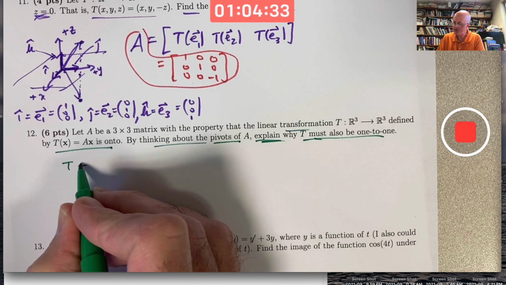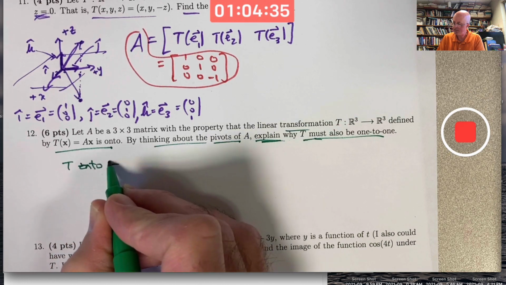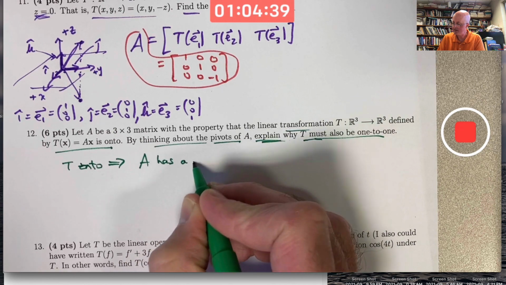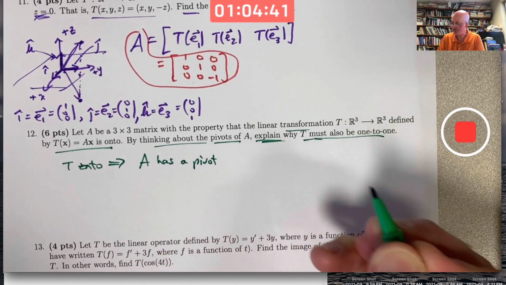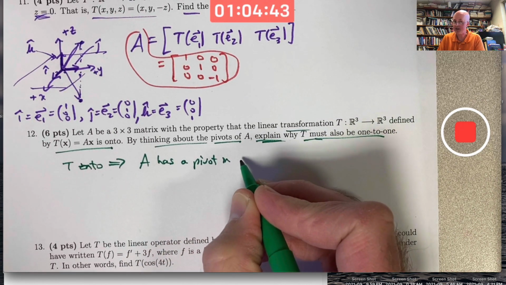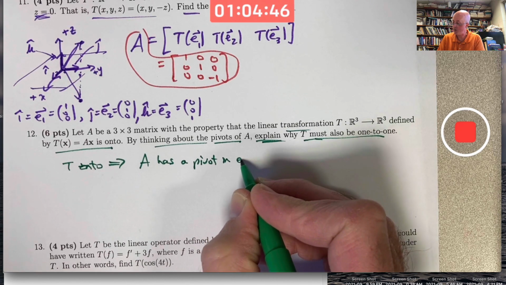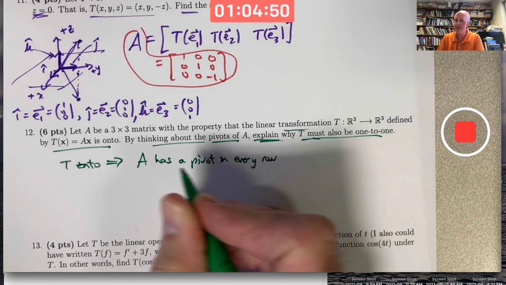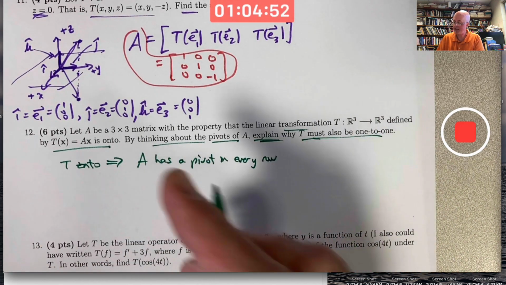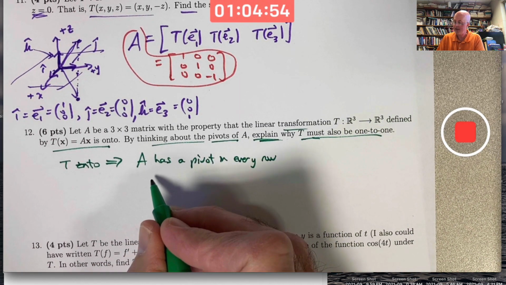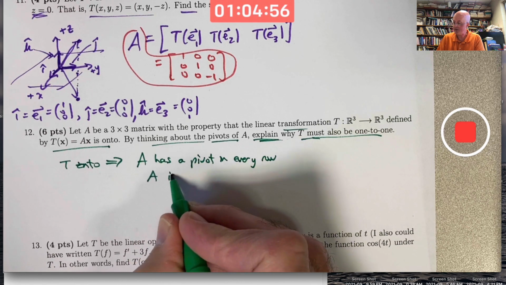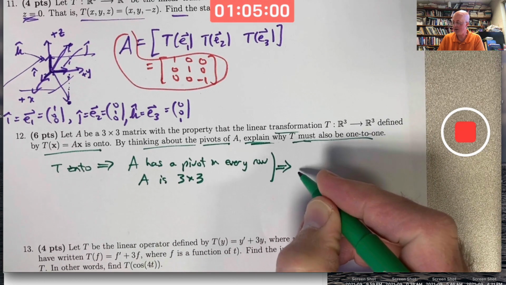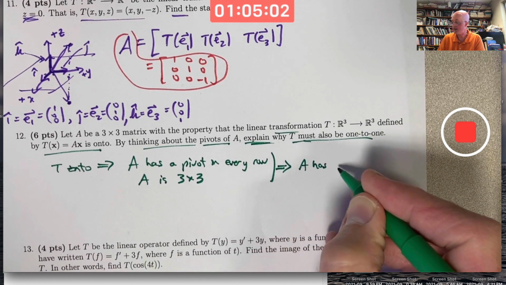T being onto implies that its matrix A has a pivot position, if you will, in what? Every column or every row? It was every row. So you get a consistent system no matter what the right-hand side is. And since A is 3×3, a square matrix, these two things imply A also has a pivot in every column.